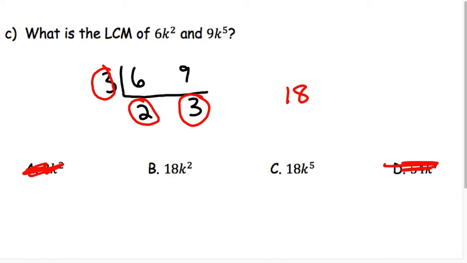Now, for GCF, what we did in the previous notes, we looked at the smallest exponent. For LCM, it's just the opposite. So all I'm looking for now is my highest exponent. So the highest exponent here, the biggest number, is a 5. So that means my correct answer is C, 18k to the 5th.